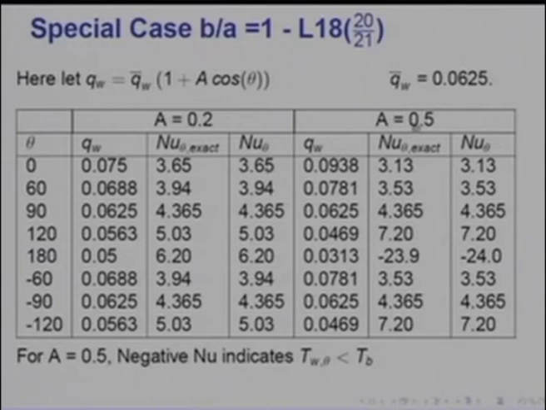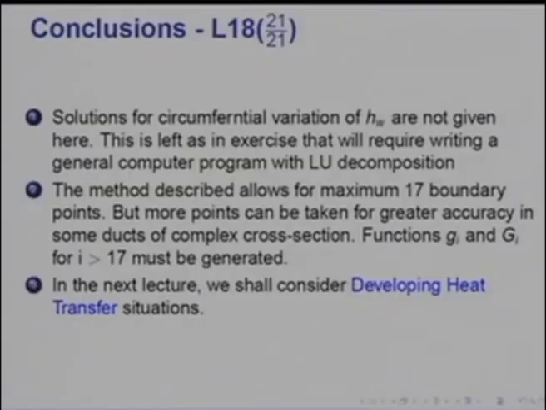When A is equal to 0.5, again there is very good agreement, except at this point where the predicted value, because of rounding off, has been printed as minus 24, but actually it is minus 23.9, and the solution has been very well reproduced by the new method. Solutions for circumferential variation of HW are not given here. This is left as an exercise that will require writing a general computer program with LU decomposition.